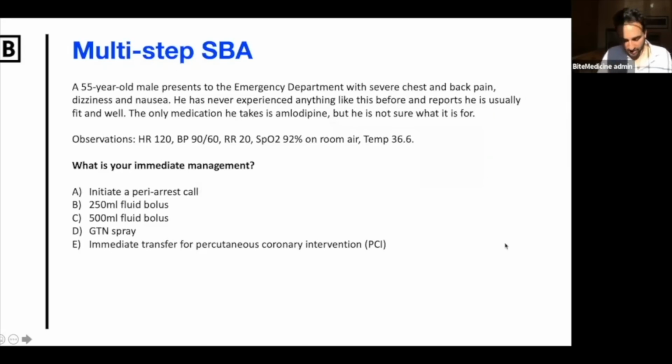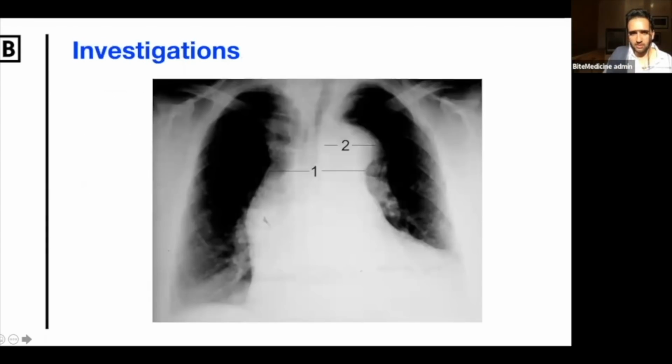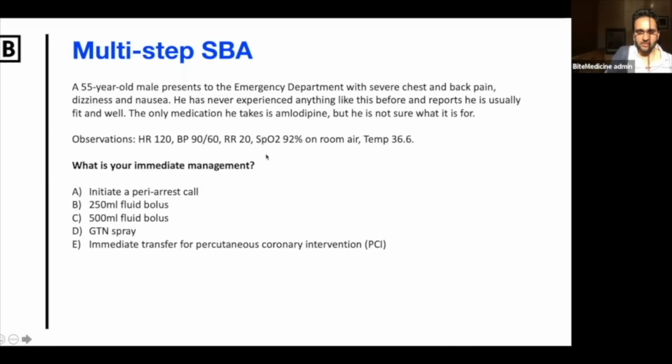So back with our chap, we think he's having a dissection. What was 2? Oh, that's the enlarged aortic knuckle. What is your immediate management? So we have this chap, we think he's having a dissection. What are we going to do?